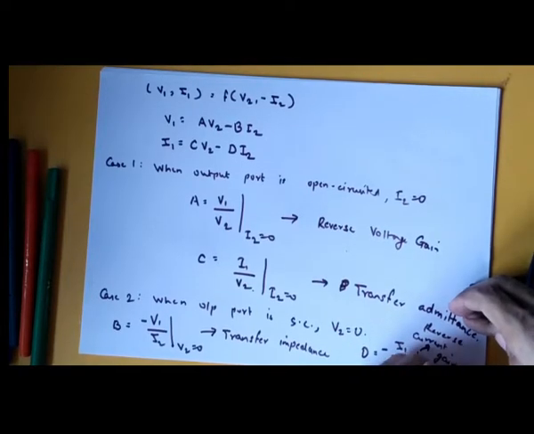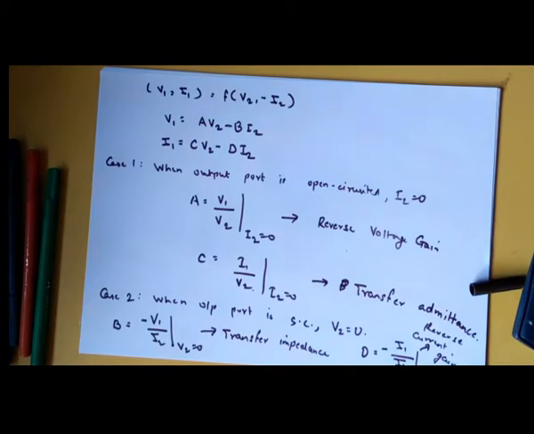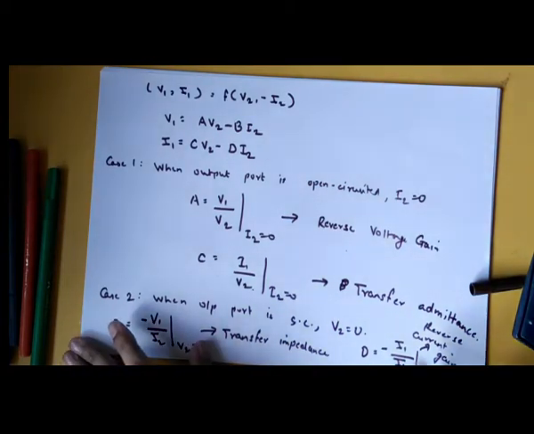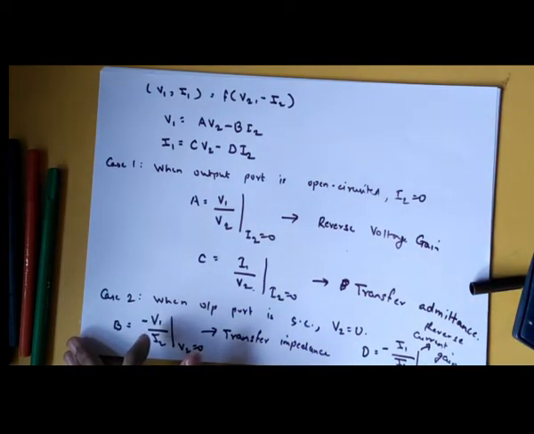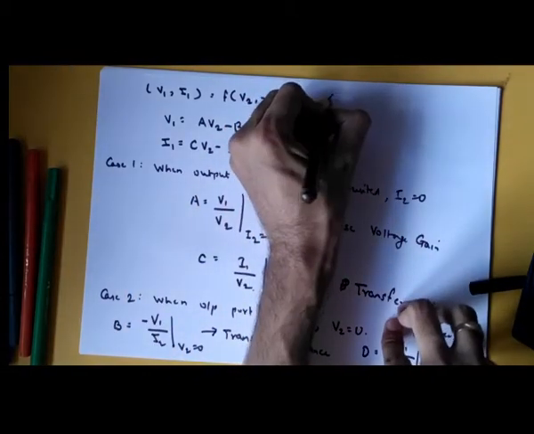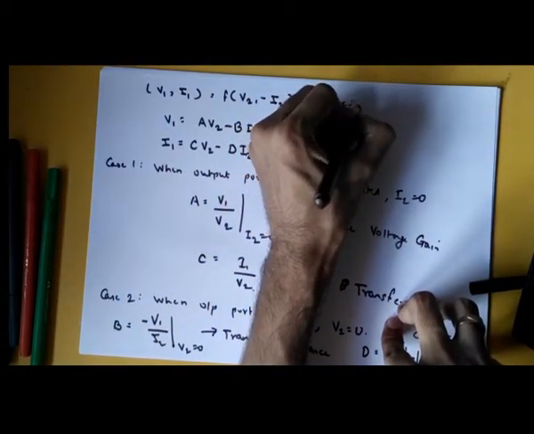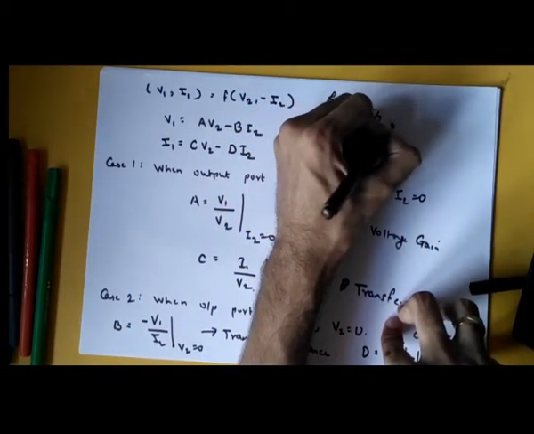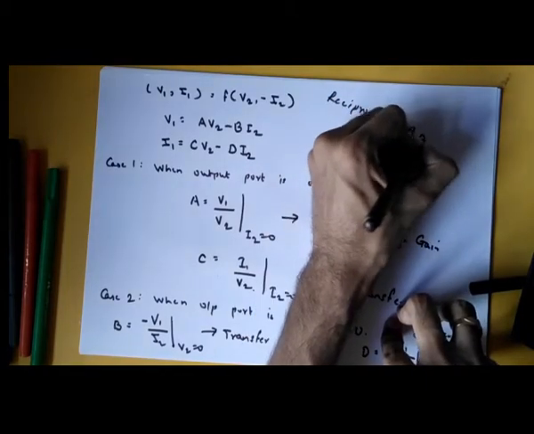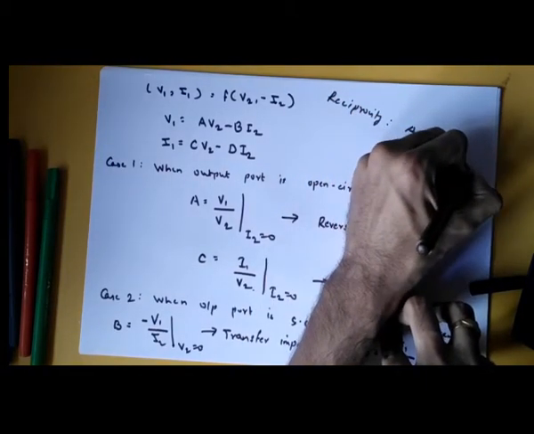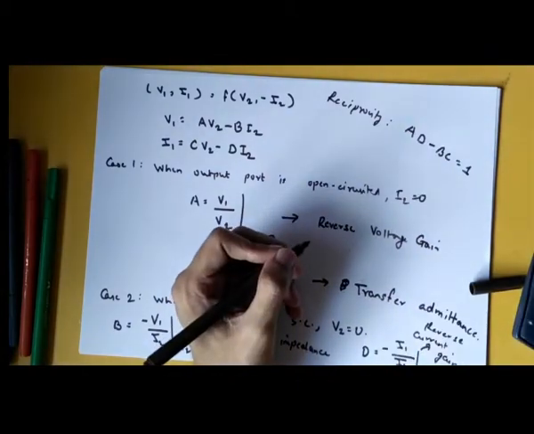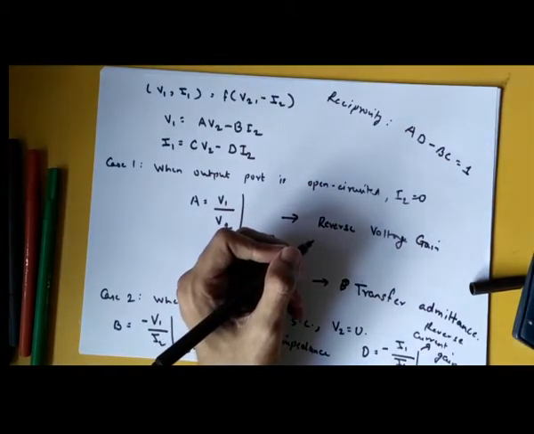Current gain, right? So next is what? Condition for reciprocity. So I'll write here only. What will be the condition for reciprocity? It is AD minus BC equal to 1. Again, I am not taking the derivation, you can refer to the book for it.